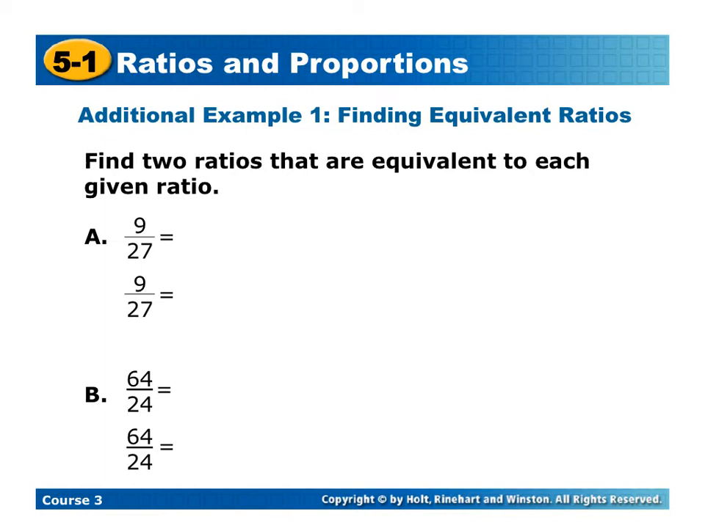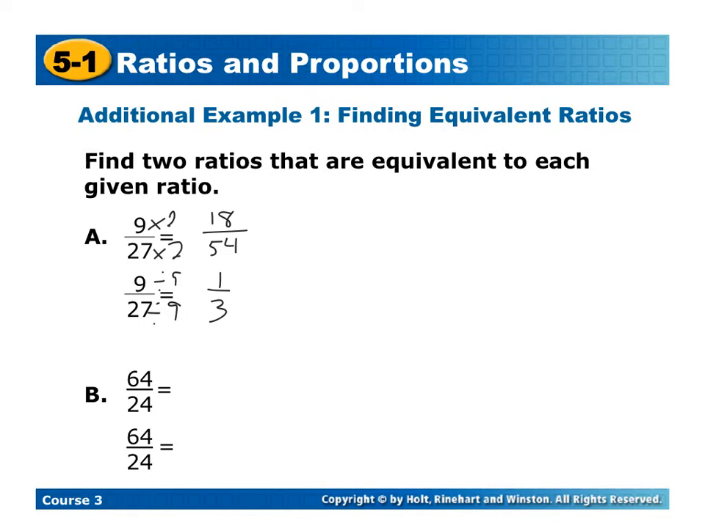Now let's put into practice what this actually means. We're going to find two ratios that are equivalent to each given ratio. So on this first one, we have 9/27. So we want to give any ratios that are equivalent to those. Well, one way we could do that is just simply multiplying each of these by 2. 9 times 2 would be 18, and 27 times 2 is going to give us 54. We can also reduce or simplify just like we would a fraction. So here, since 27 and 9 are both divisible by 9, this would be equivalent to 1/3.